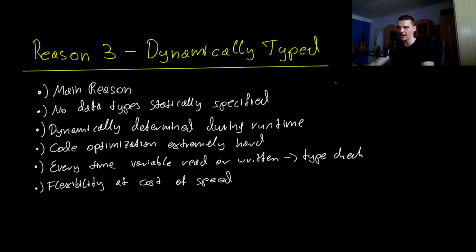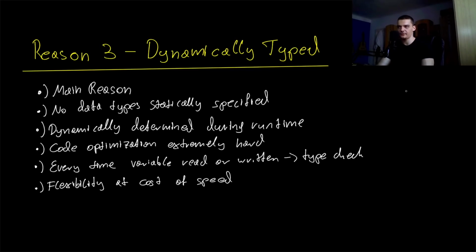Every time we have a variable A, we need to ask, what is A? Is it an integer? Okay, A is an integer, so we're going to treat it as an integer. But later on in the code, A might be a string, or it might be a class. It can also be an object. It can even be a function. It can be everything in Python, so we're super flexible here. Every time we read or write into a variable, we need to do a type check, and this is all happening during runtime. We don't know what it's going to be.